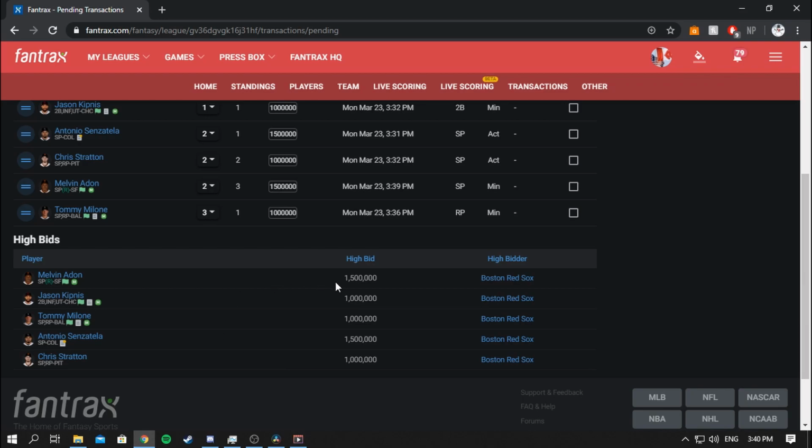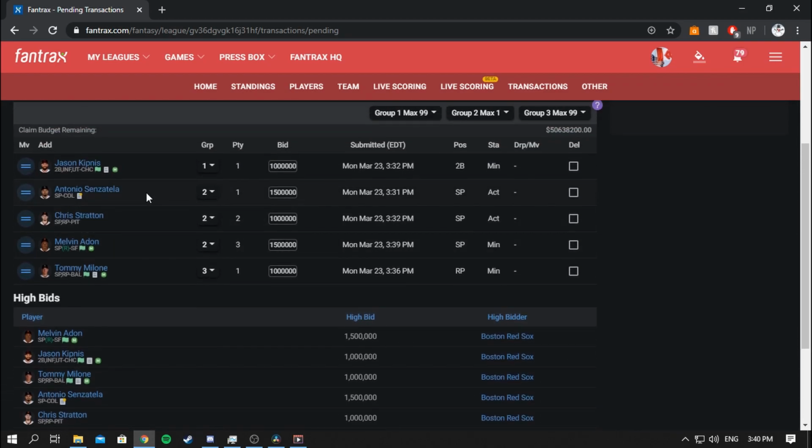Now you see, if you were just to come to the screen, it looks like I'm the highest bidder for Adon. So the Houston Asterix used to be the high bidder with $1 million. And if they were to come to this screen, it would look like I'm trying to outbid them, $1.5 million for Adon. Now, what they don't know is my bid for Adon will only go in if I fail on getting Senzatella and Stratton, because I have this maximum of one for group 2. So, if the Houston Asterix see this, they might think, oh, I've got to up my bid on Adon or else I'm going to lose him to the Red Sox. That may not necessarily be true.